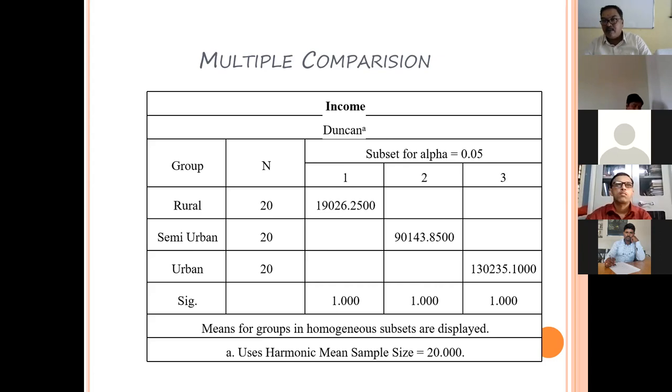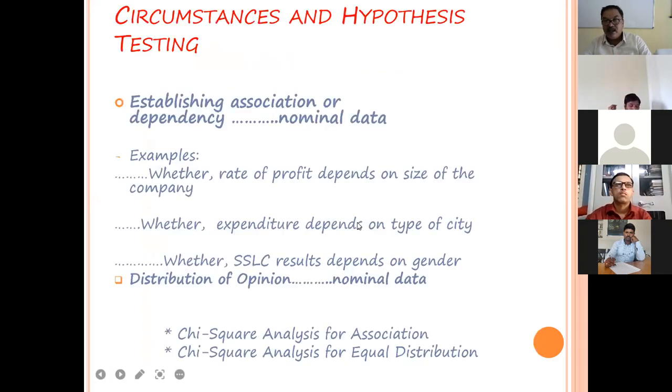Alpha means the level of committing type 1 error, that is the level of significance. So like that, the multiple comparison Duncan test will create subsets. If there are 3 subsets, it means there are 3 different groups, and it also gives their average value, the mean value. So therefore, Duncan will help you to make the comparisons.